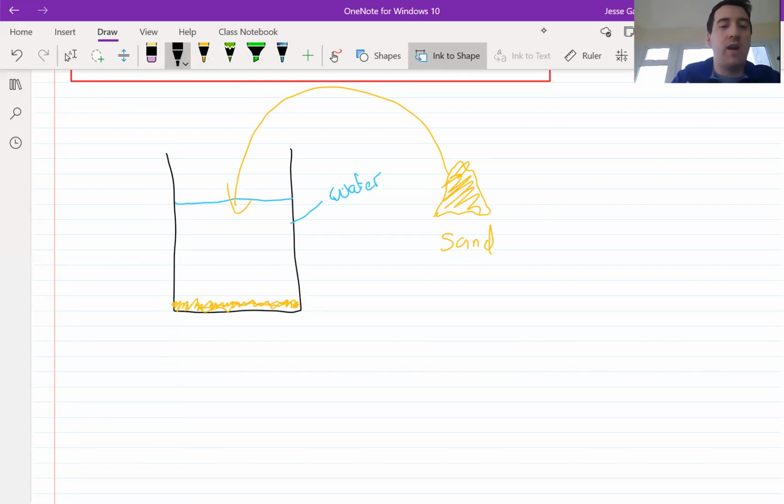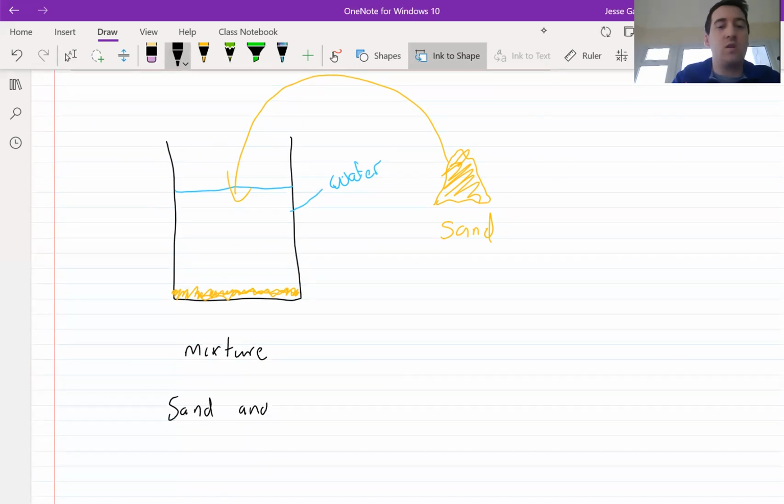We say we have a mixture. And we would call this mixture sand and water. A mixture of sand and water. And whenever you see "and," then that's a pretty good clue that this is a mixture we're talking about. We haven't made a new substance. We're calling this sand and water. Try and think of another example.